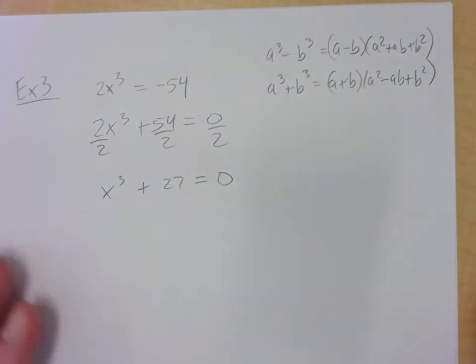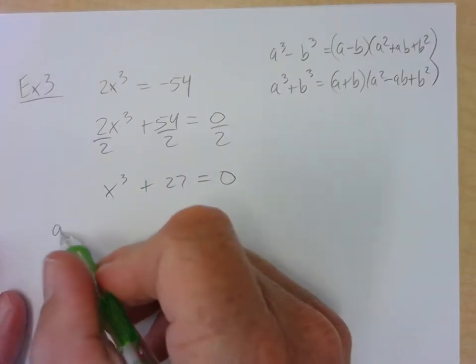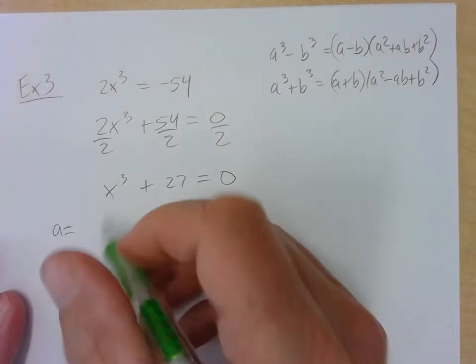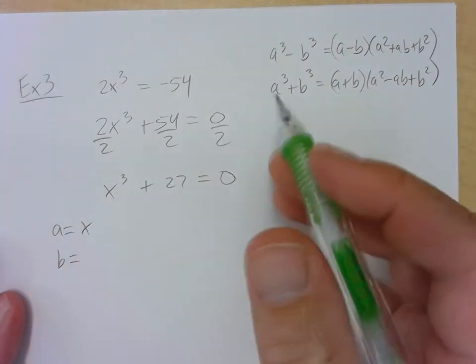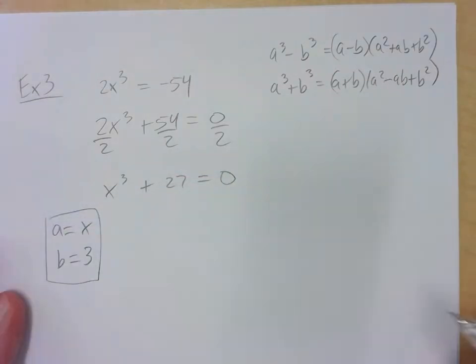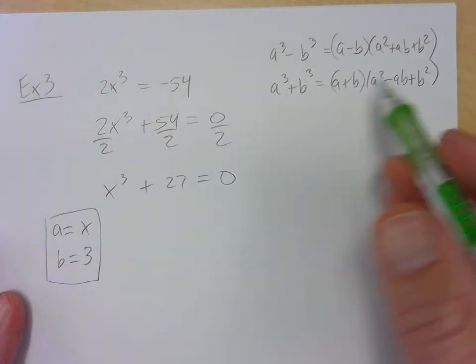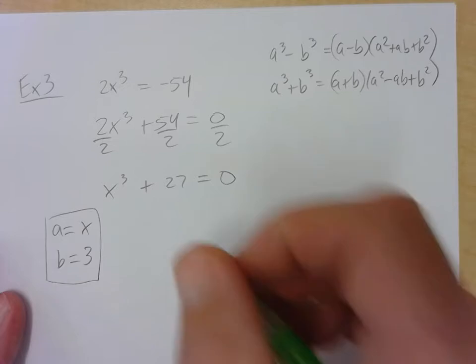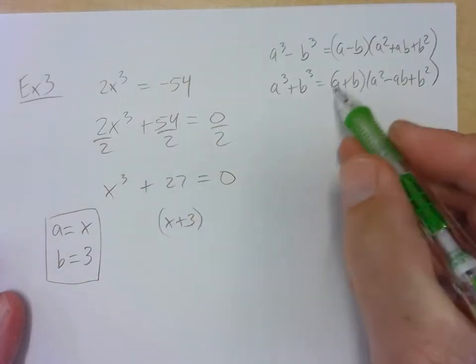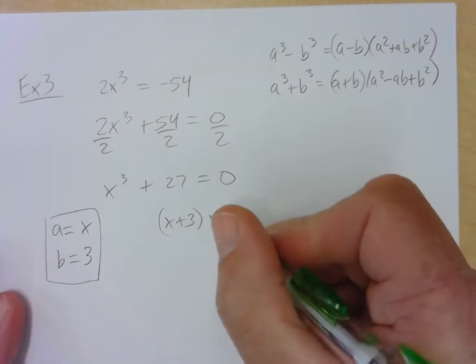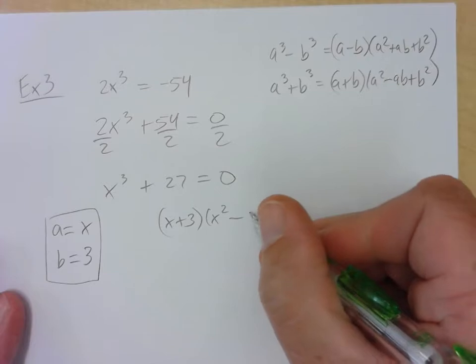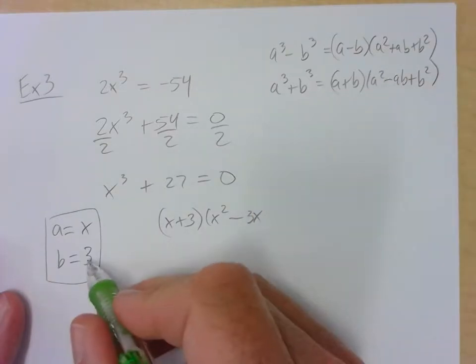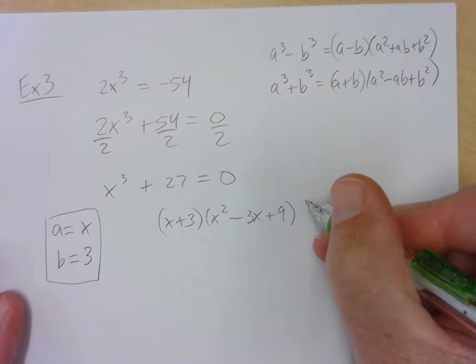So I'm going to identify what is being cubed here. A is what is being cubed. What times what makes this? Well, x does. And then B is what times what makes 27, and that's 3. All right, so these go into here. So it's x plus 3, which is my a and my b. And then it's going to be x squared, so it's a squared. And then minus a times b, these two multiplied together, that's 3x. And then b squared would be 3 squared, or 9. So this is how this factors.